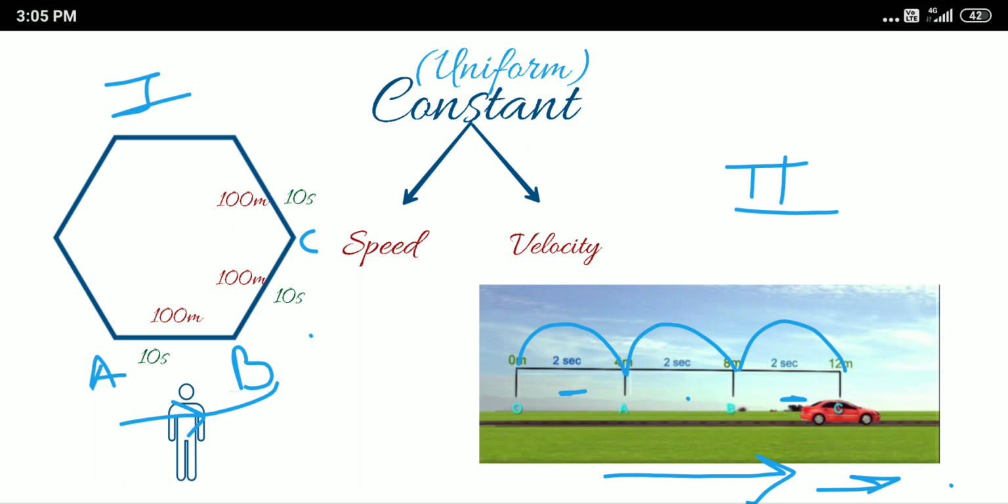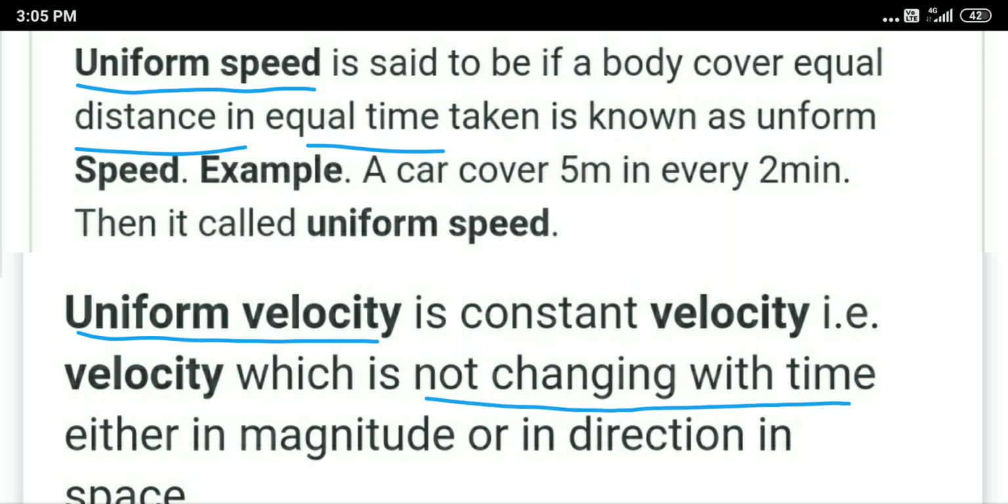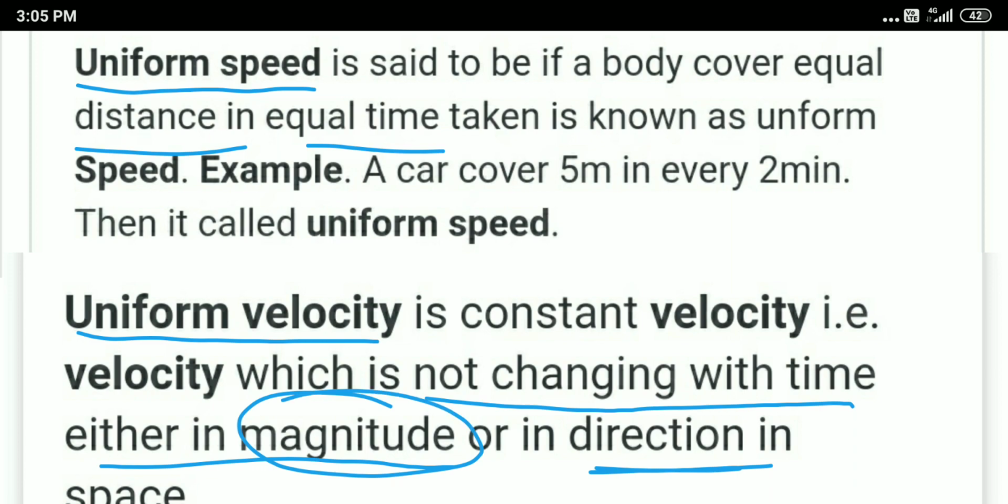Now we can define with the proper definition. How do we define uniform speed? Body covers equal distance in equal time taken. How do we define uniform velocity? The velocity which does not change with time, either in magnitude or in direction. See, neither the magnitude nor the direction will change. Both will remain constant. Then only the object is said to be moving with a uniform velocity.